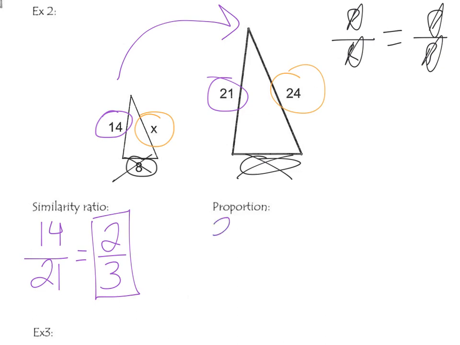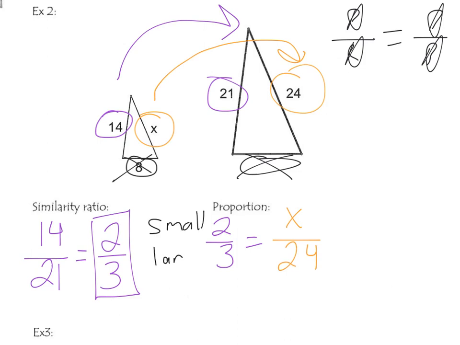And then I'm going to take that 2/3 and set it equal to, and I have to go from the left to the right, so from my x to my 24. And if it helps, my left side is my smaller figure and my right side is my larger figure. So small to large for this one.